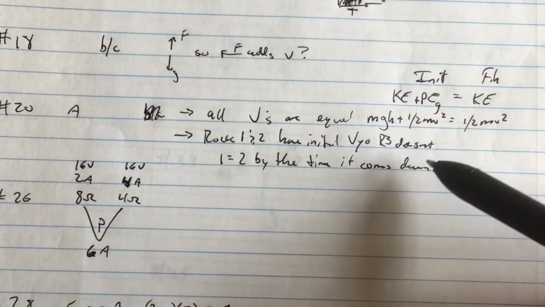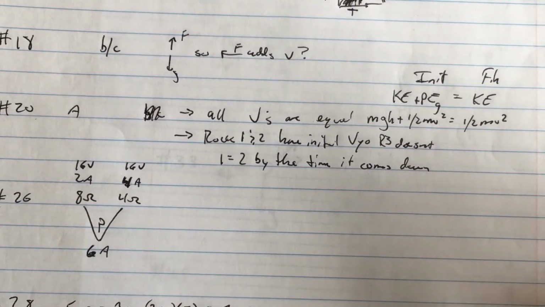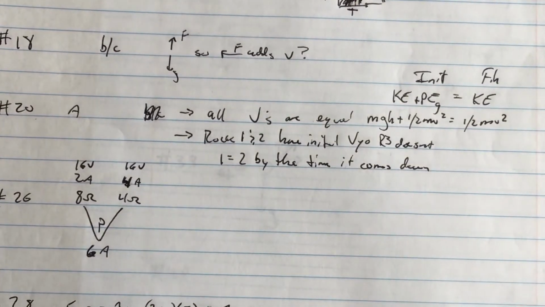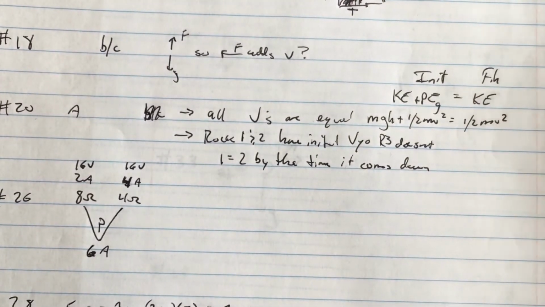And then 3 doesn't have a V_y0. So all of its initial energy is going to be in the X direction. It will be going the same speed, but it won't be split the same way, if that makes sense.